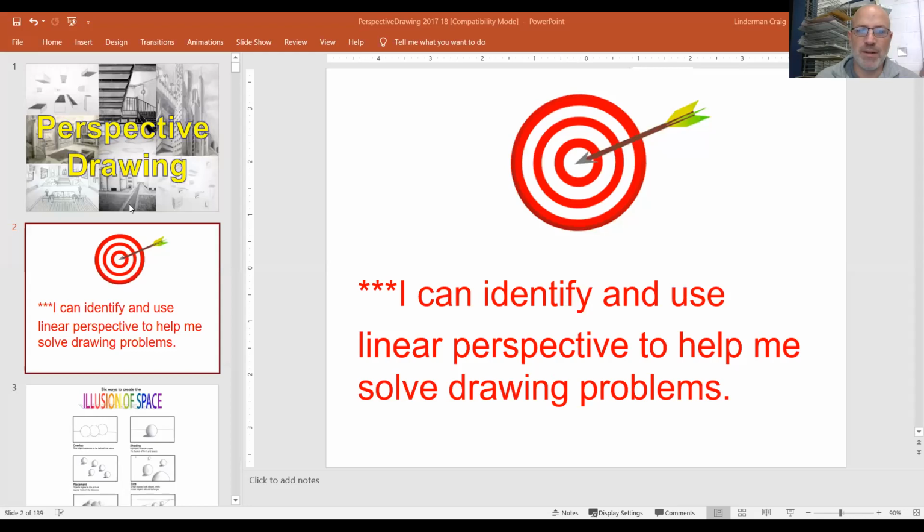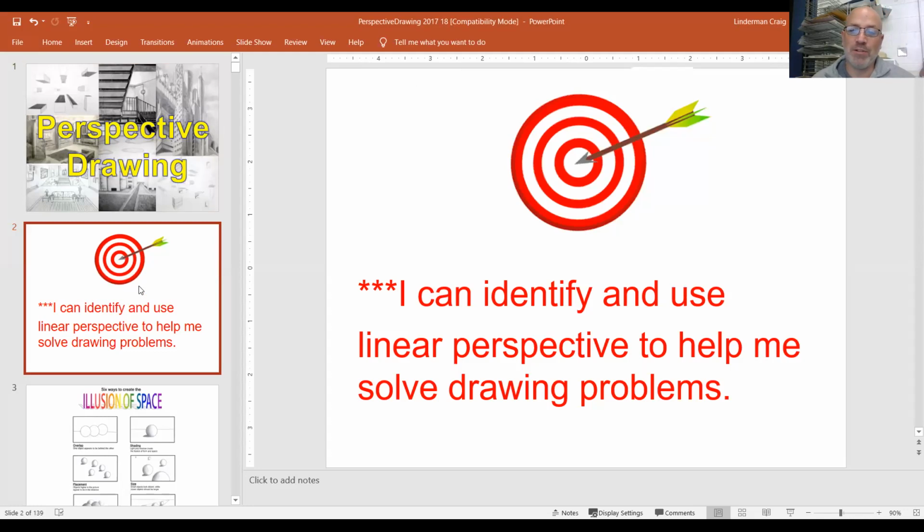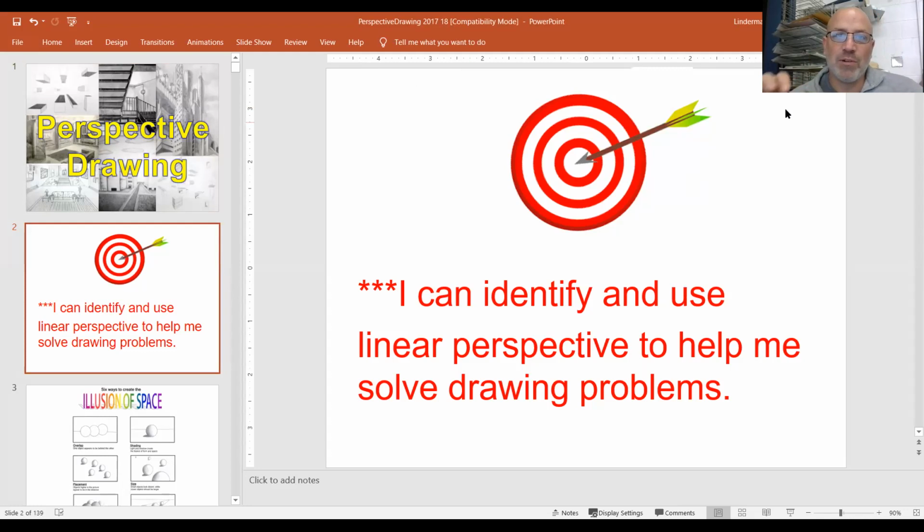All right. So perspective drawing. First of all, our goal is to be able to just identify what is linear perspective. But more importantly, how can this help you to solve drawing problems? After all, that's what we really got here. We've got a white piece of paper, for example, or a white canvas. You're trying to create the illusion of depth, so it looks like someone can look into the scene.